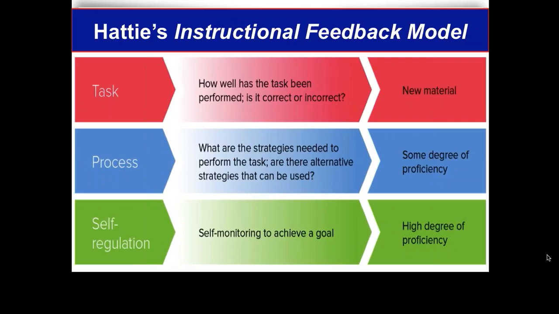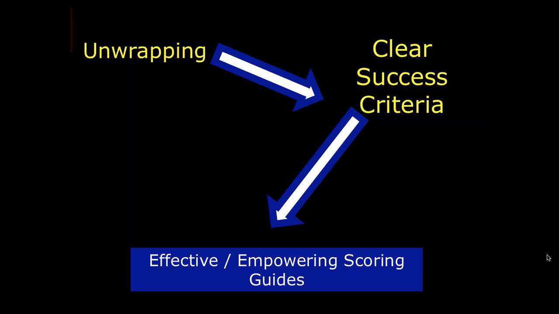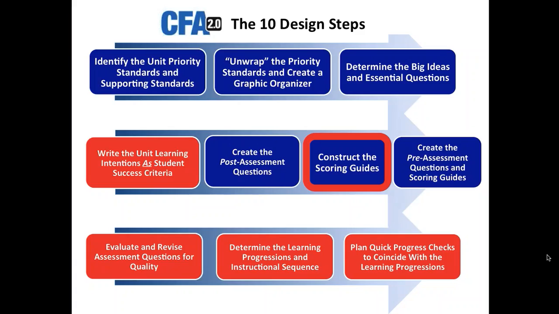So the feedback model should guide us for the things that are critical within the standard, and hopefully be able to take students to the next level of learning, or the next level within that current piece of learning. So again, back to this little framework we're going to walk through the next couple examples, from the unwrapping to the success criteria to effective and empowering scoring guides.